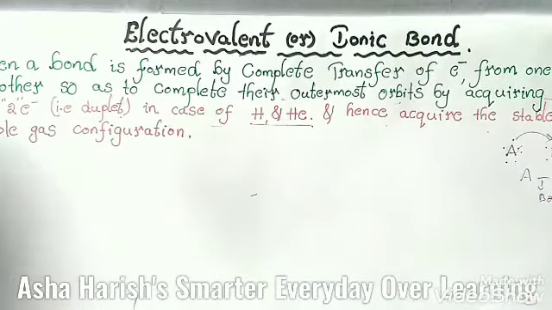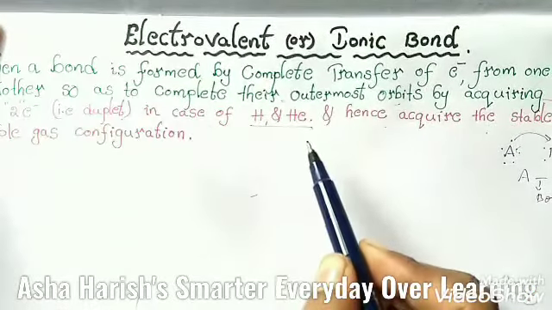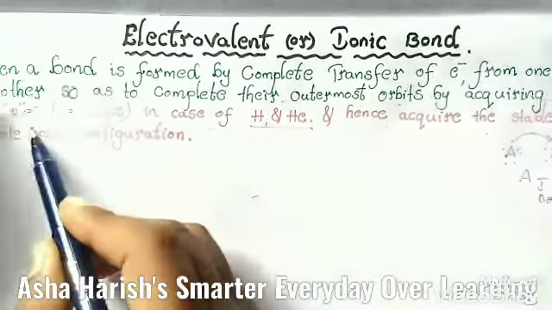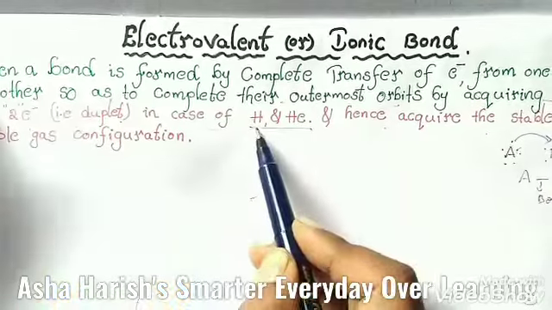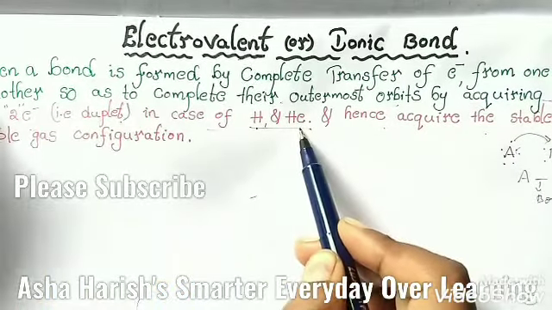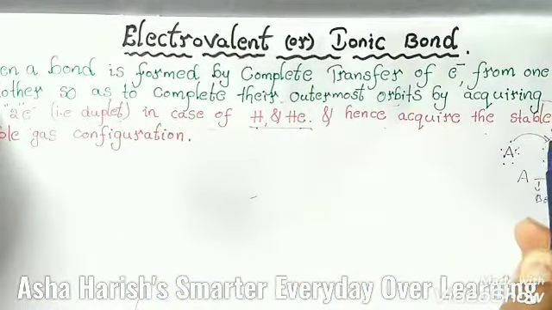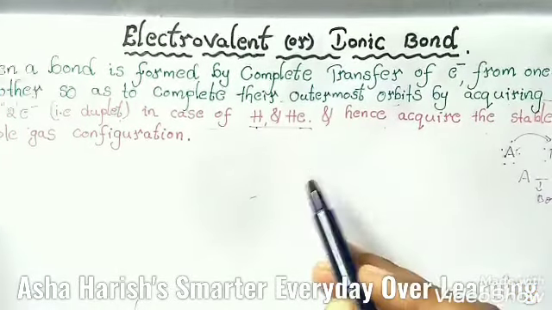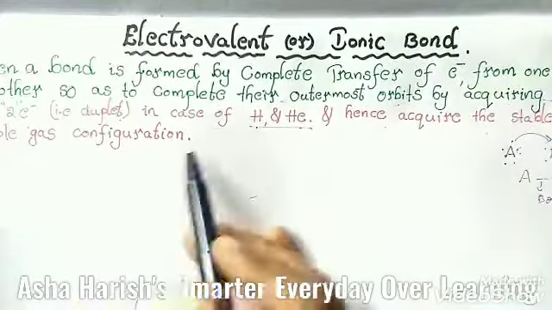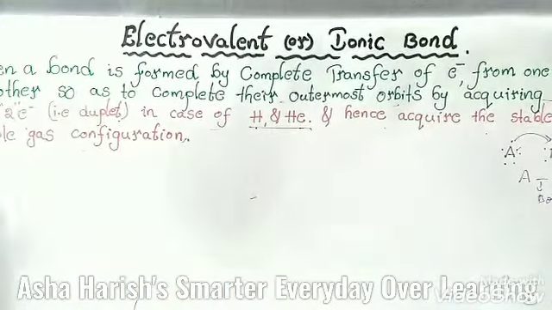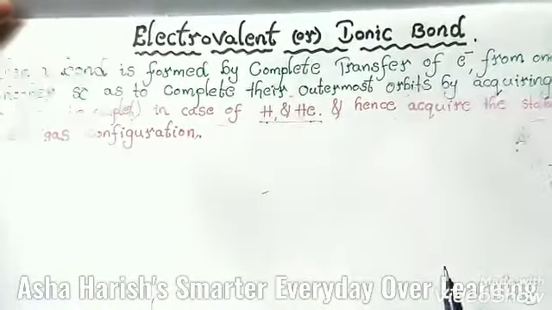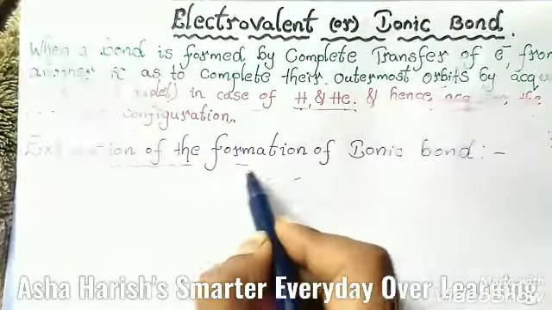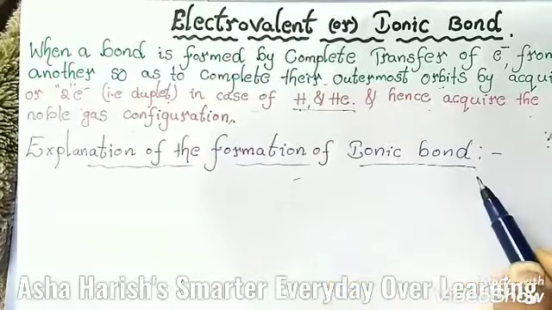Okay students, here you can see whether it is acquiring 8 electrons or 2 electrons, 2 electrons only in the case of hydrogen and helium. Hence they acquire the stable nearest noble gas configuration, that is the inert gas electronic configuration. Now let us see the explanation of the formation of ionic bond.